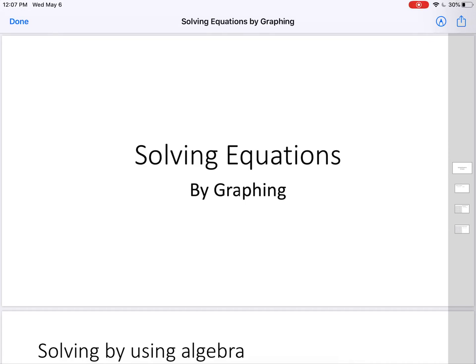Today's lesson is solving equations by graphing. You should at this point know how to solve an equation by algebra, and I am going to review that. However, when the worksheet or the assessment says solve equations by graphing, that is what you should do. You should not use algebra.